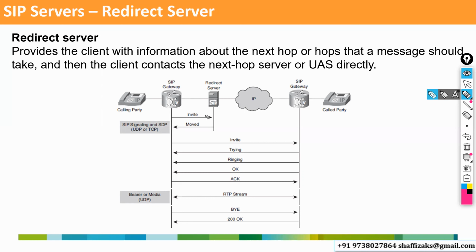See, the INVITE moved. Now the redirect server provides the information of the destination. Then this gateway connects directly to that gateway. Again, the call flow is happening. This is what the redirect server does.